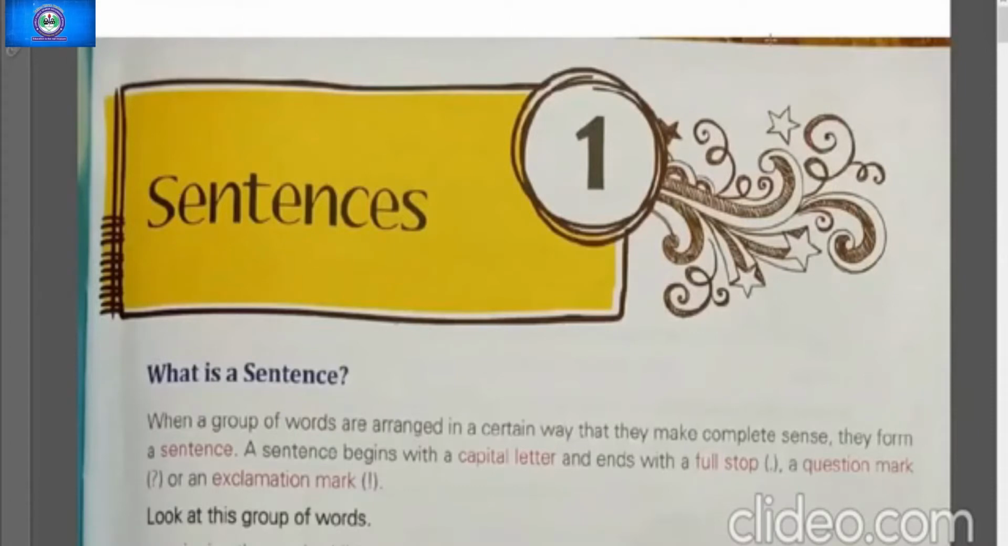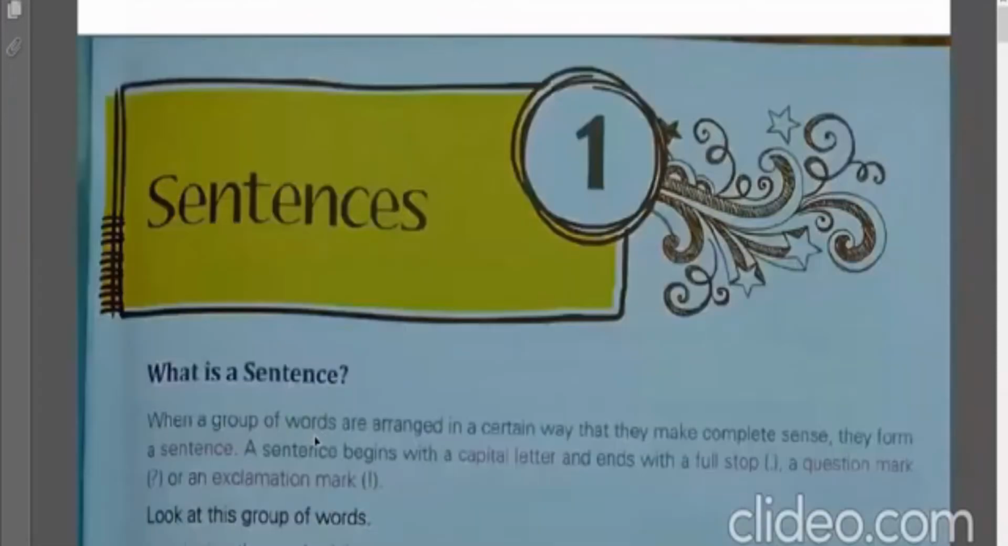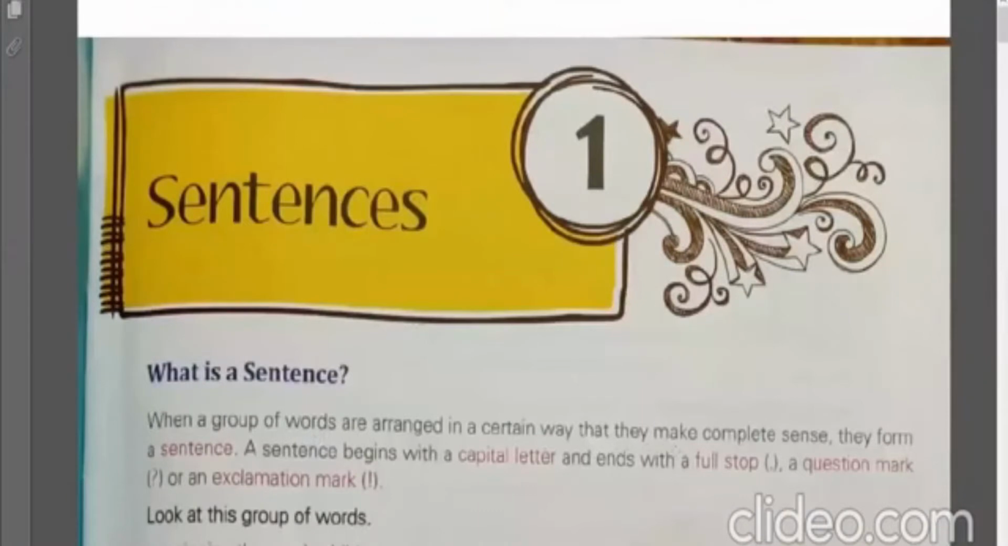So today we'll have a quick recap of the same. So let's get started. What is a sentence? When a group of words is arranged in a certain way that they make complete sense. Here, one thing we need to remember is that a sentence gives complete sense. A sentence always begins with a capital letter and ends with a full stop, question mark, or exclamation mark.